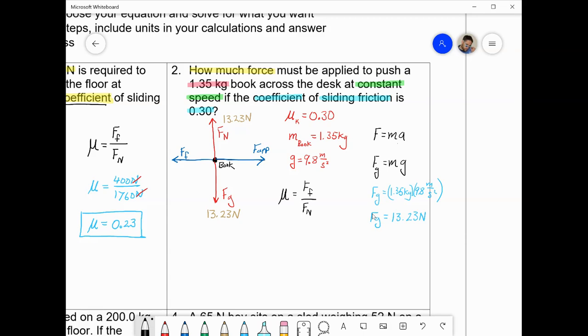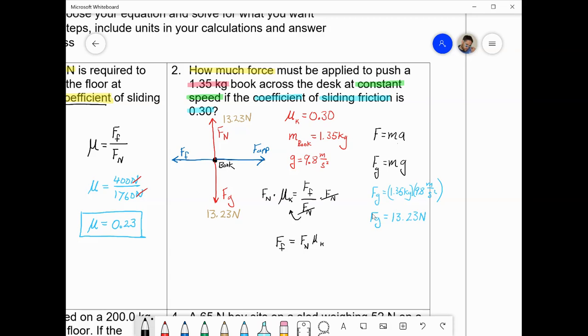I'm going to take this and get the normal force and move it over to the other side. To do that, I'm going to multiply on both sides by the normal force. This is just algebra. On this side, it cancels out. And what I have left, if I rework this, is that my frictional force is equal to my normal force times my coefficient of friction. And maybe I'll put a little k there so we know we're talking about kinetic or sliding.